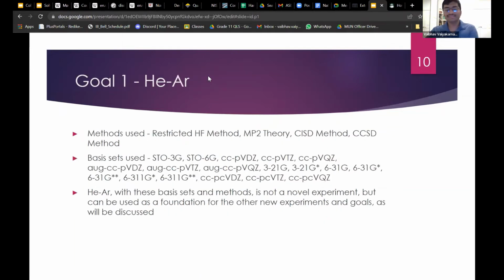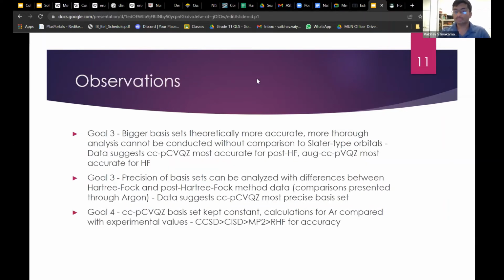There we go. Sorry about that. None of these calculations from helium to argon were new; they were already calculated and are there on the Chemistry NIST database. But we wanted to try it from helium to argon so that we can get some sort of a test for PySCF and create a foundation for the other goals that we plan to test or are in progress of testing. So, observations.